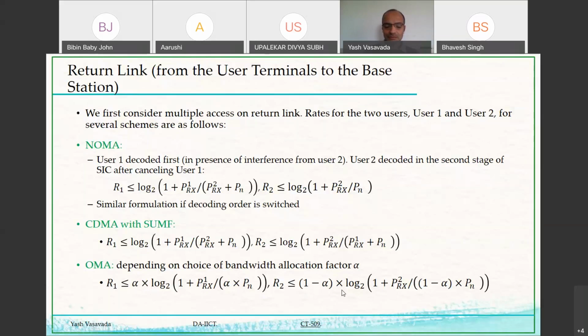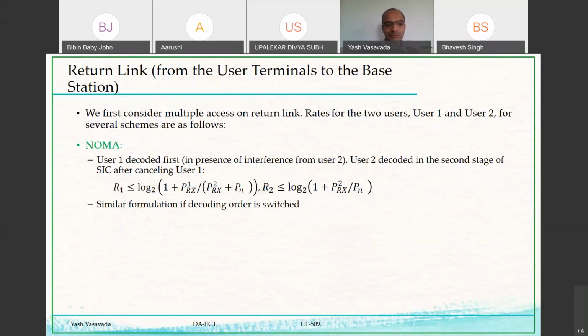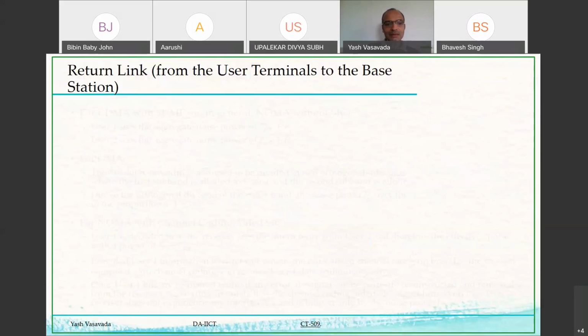Sir, because the entire bandwidth is divided by the proportions of alpha, so the rate is also dependent on alpha. Yes, Divya, I think you hit the nail on the head.